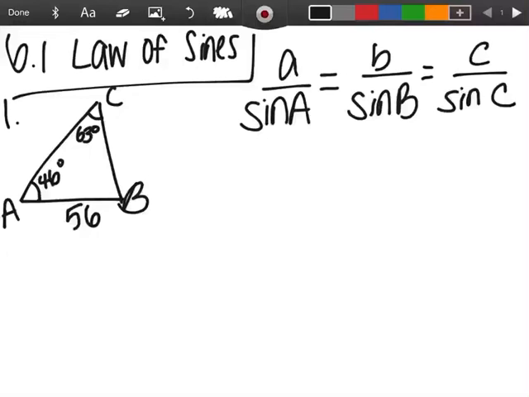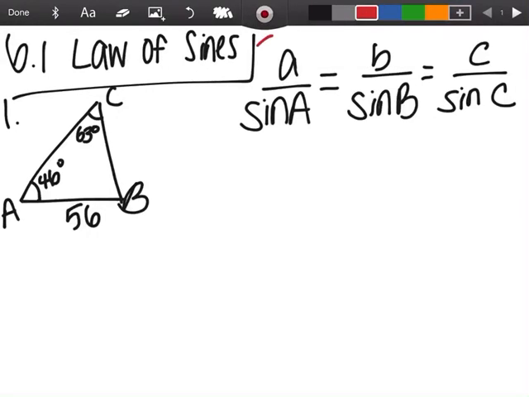We are going to move on to chapter 6. 6.1 is called the law of sines. This is a statement that has been proven. We could derive it, and your book goes into proving it, but we're not going to do that. We're just going to use the fact that it's true.